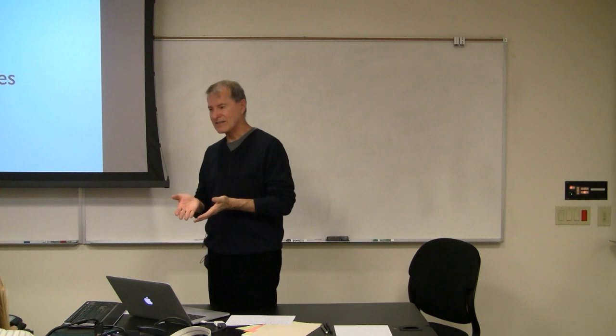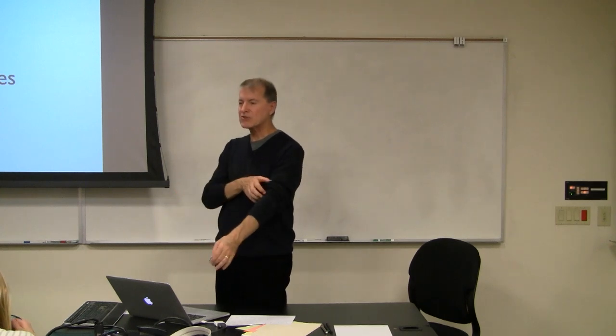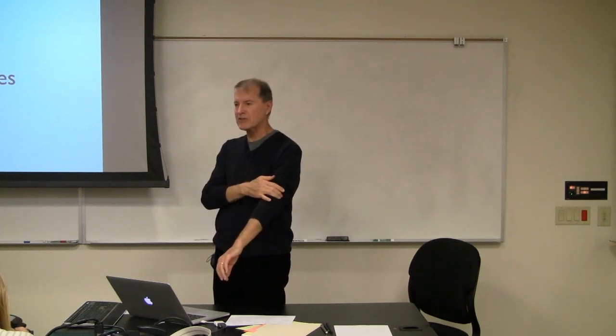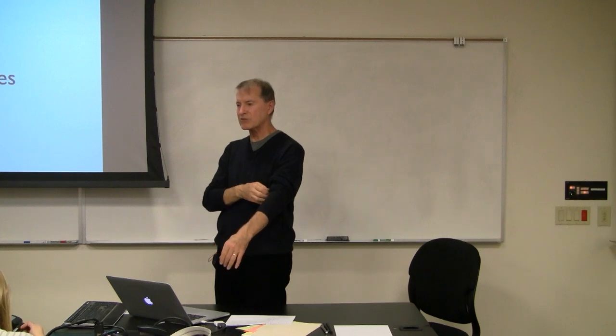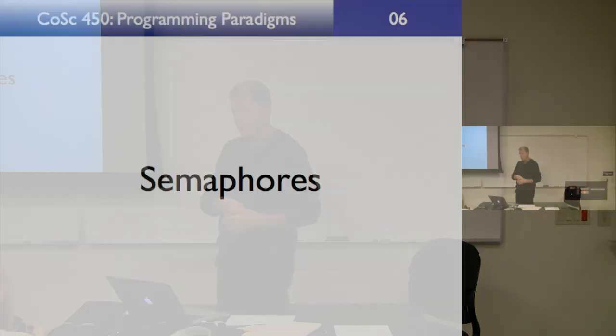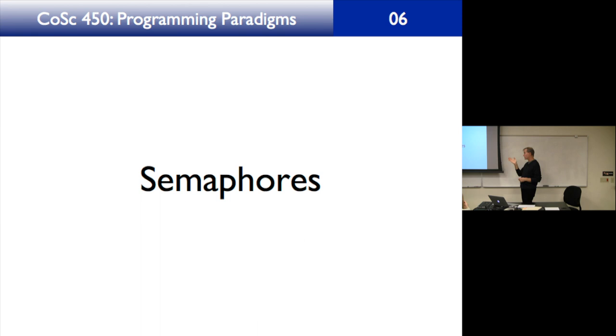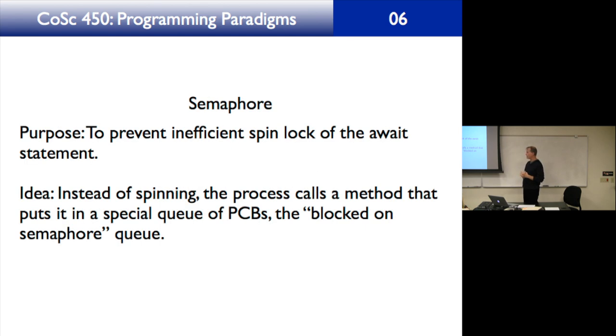What we're going to see is that those solutions are all cumbersome, and they show what the problem is, and they show how to solve it entirely in software. But now what we're going to do today is learn about semaphores. Now, what's the idea of a semaphore, or why do we have a semaphore? The purpose is to prevent that inefficient spin lock of the await statement.